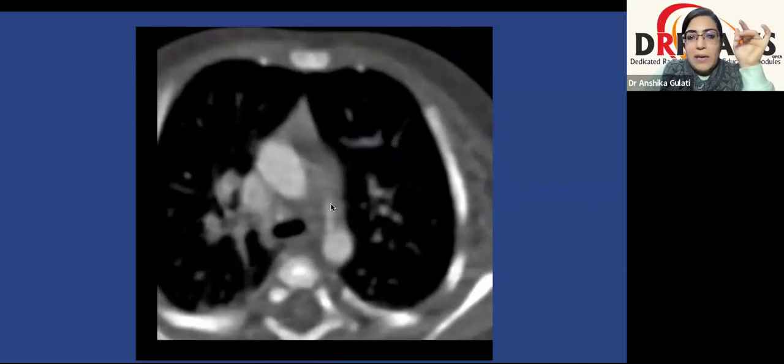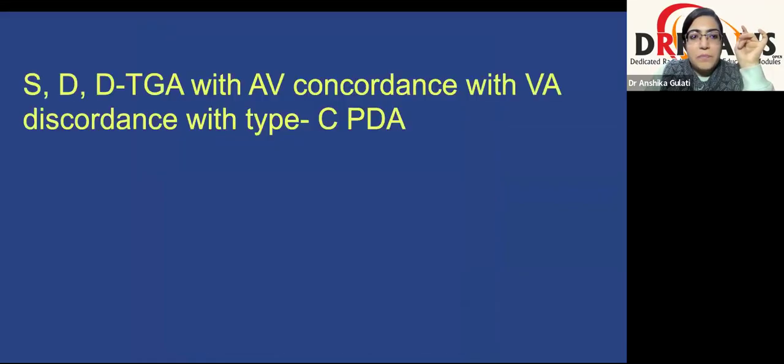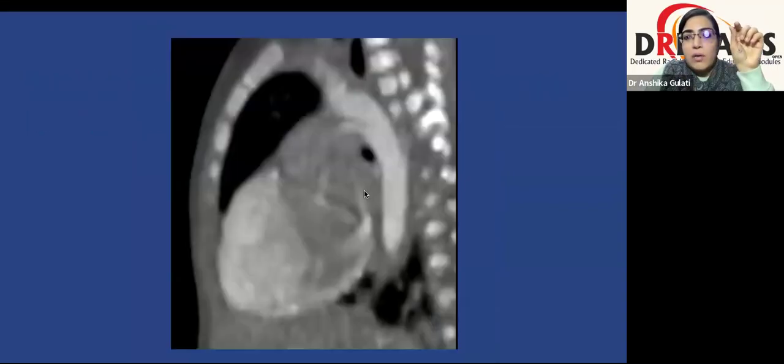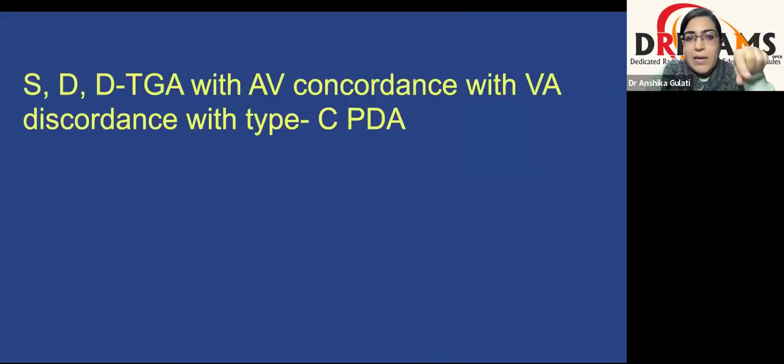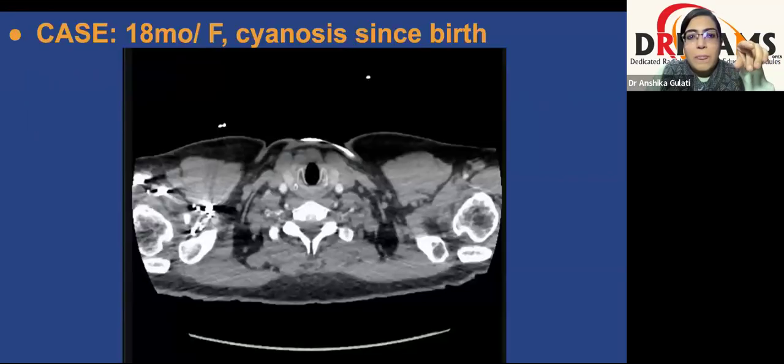So our complete report for this case will be situs solitus, D type of ventricular topology, D TGA with AV concordance, with VA disconcordance, and type C PDA because it is long and tubular. This is the sagittal section showing the PDA, which is long and tubular, that is Krichenko type C PDA. And this is our final report according to the segmental classification or the Van Praagh notation.